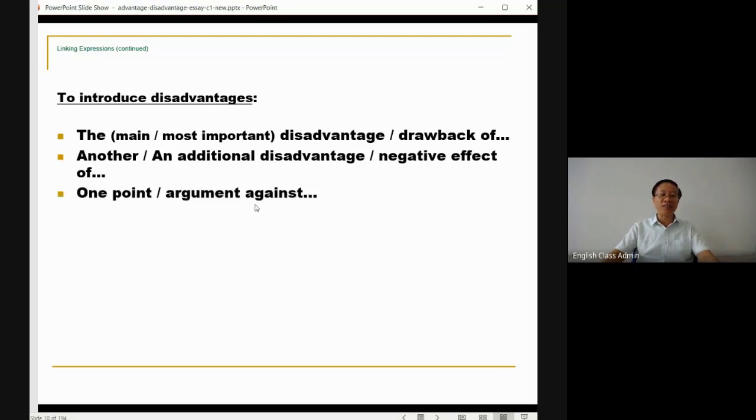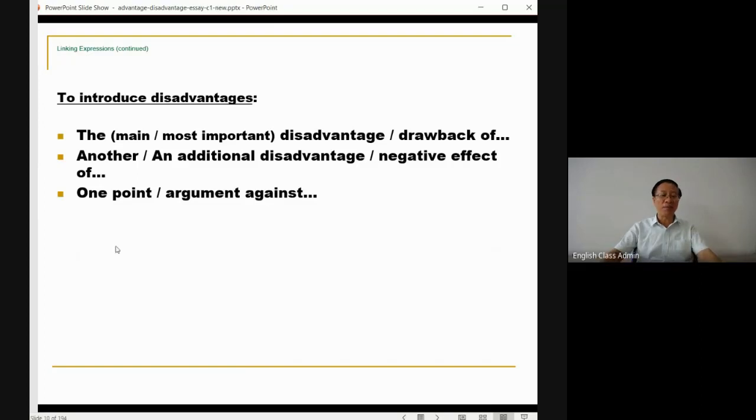Sometimes you can use the phrase one point against or one argument against. This also indicates disadvantage. So you should vary the use of vocabulary to make your writing sound good. I remind you not to keep using advantage, advantage, or disadvantage, disadvantage. We have to use a lot of alternative expressions. Here you can use drawback, negative effect, argument against.